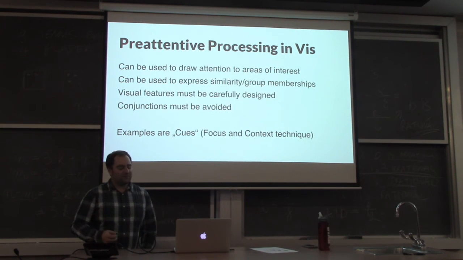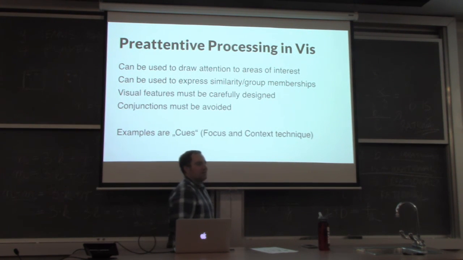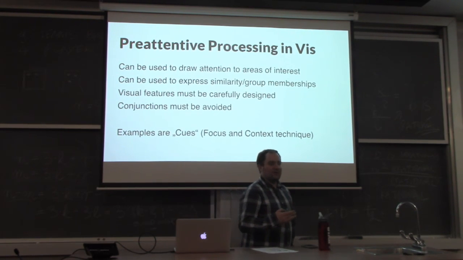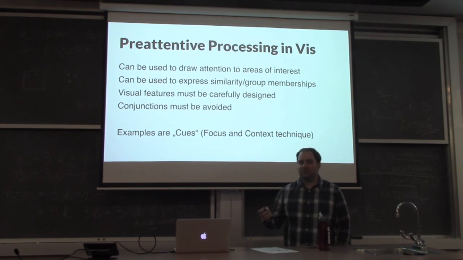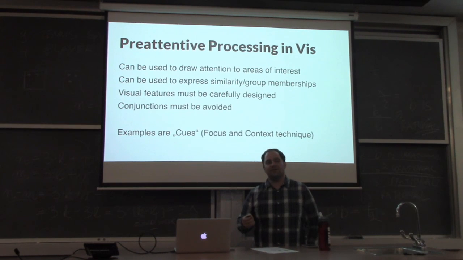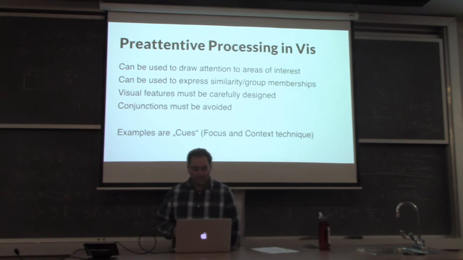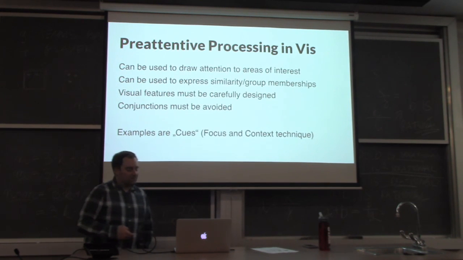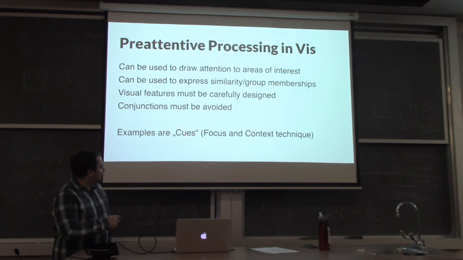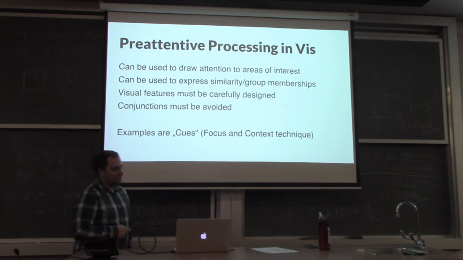However, you must carefully design those visual features. As you saw, if I have a red circle in a sea of other red elements, I won't be able to spot it. So you have to think about how you design them, and you must avoid these conjunctions. And we will see these examples in focus and context techniques and in cues.